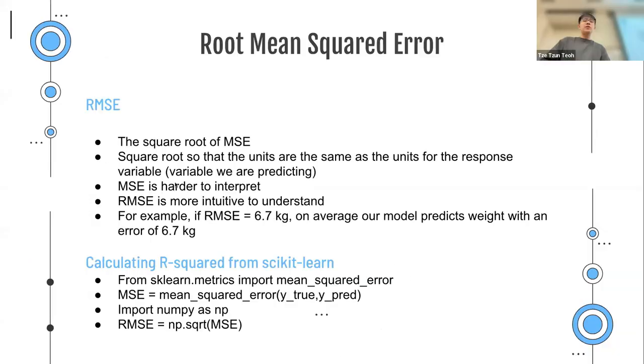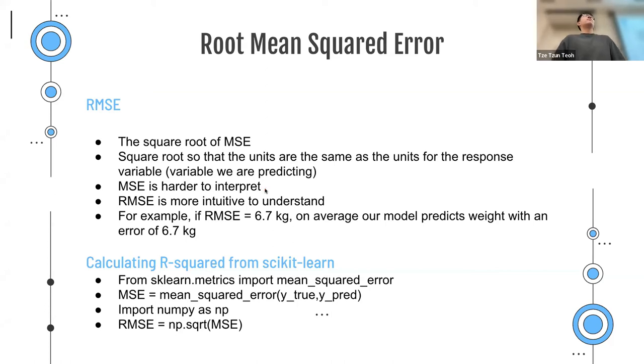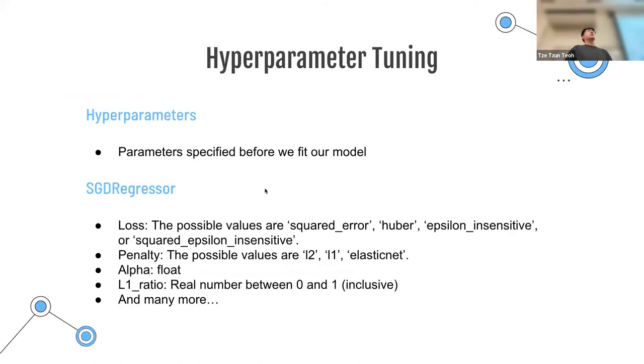Okay, so now that we have gone through how to assess our model performance, the question now would be, is this our best performance, correct? Can we do something else to improve our model further? So I'll be talking about hyperparameter tuning.